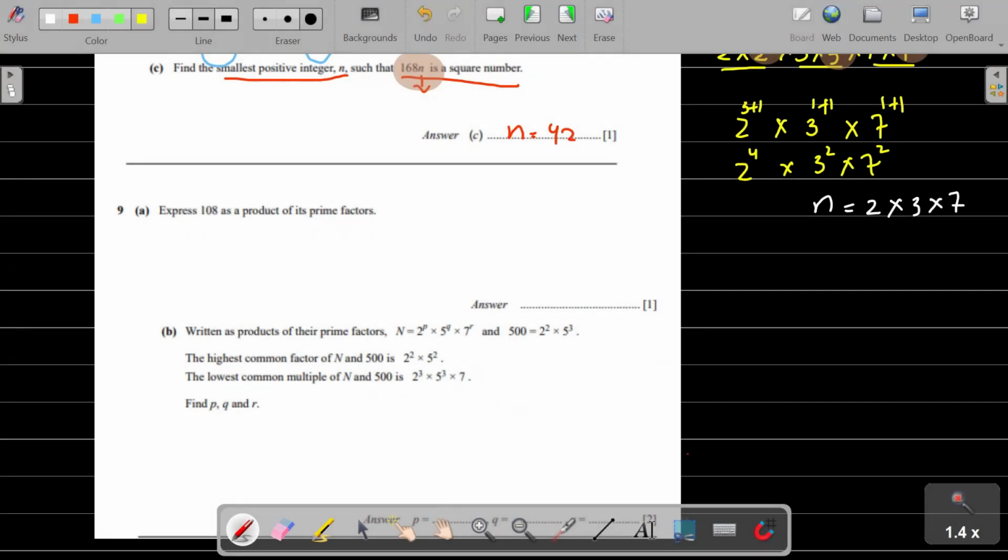Express 108 as a product of its prime factors. We are going to draw the prime factors. 108.